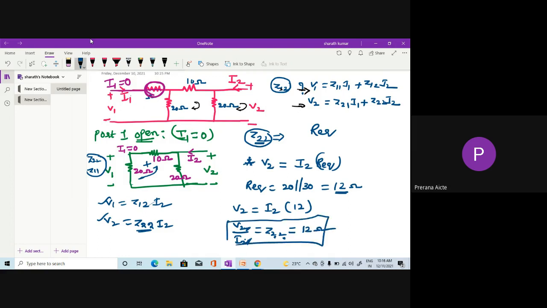No need to go for all the different methods. Simply you are getting the answer. If your objective is Z22 in the examination, you will get this answer within 30 seconds. So my sincere advice, dear students, don't go for mesh and nodal. If you have enough practice on simple current division and voltage division, simply apply and you will get the answer. Now I'm going for the other parameters.